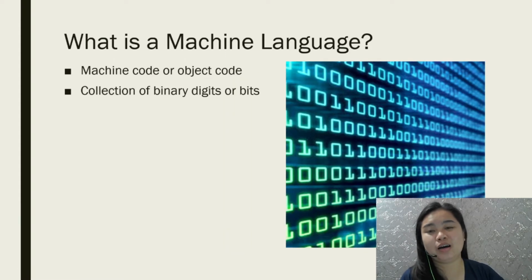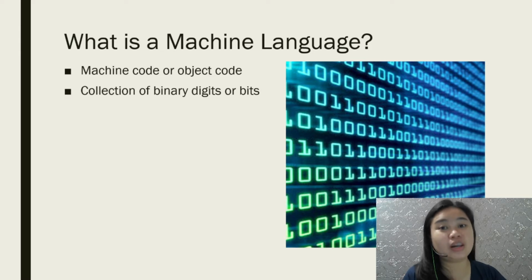What is a machine language? So, machine language sometimes referred to as machine code or object code. So, ano yon? Yung 0 and yung 1. If you can still remember. Ayan. So, it is a collection of binary digits or bits. Okay? Collection of binary digits or bits. So, ito yung nire-read and ini-interpret ng ating computer. So, kung matatandaan ninyo, yung 0 and 1 or yung machine language, it is the only language that our computer understand.